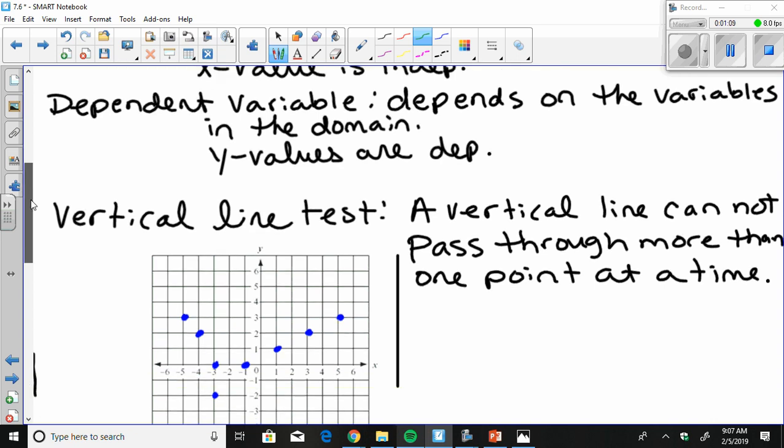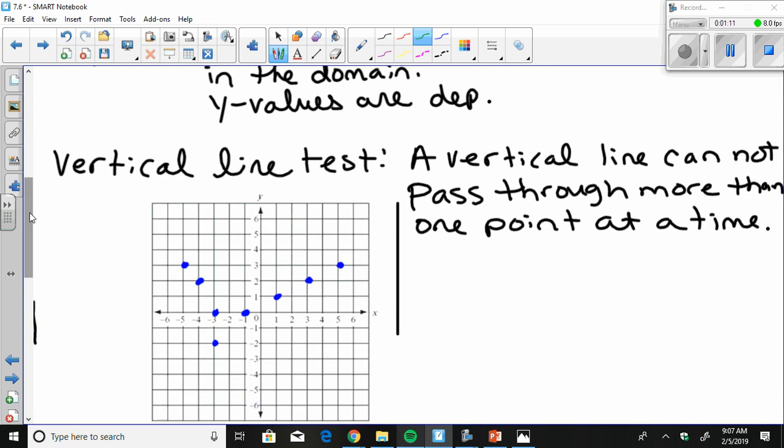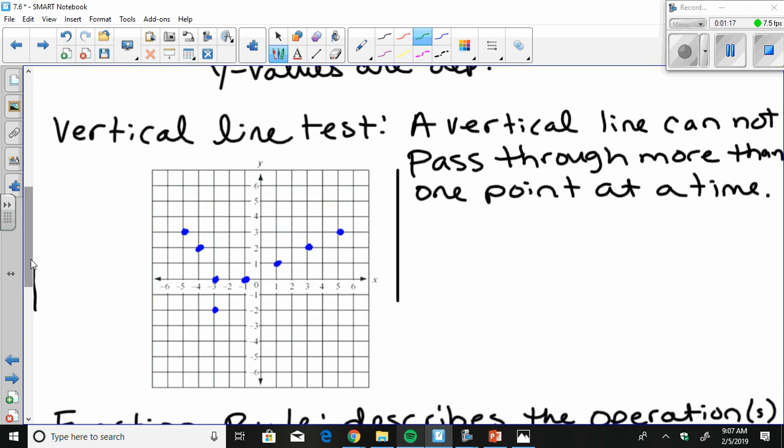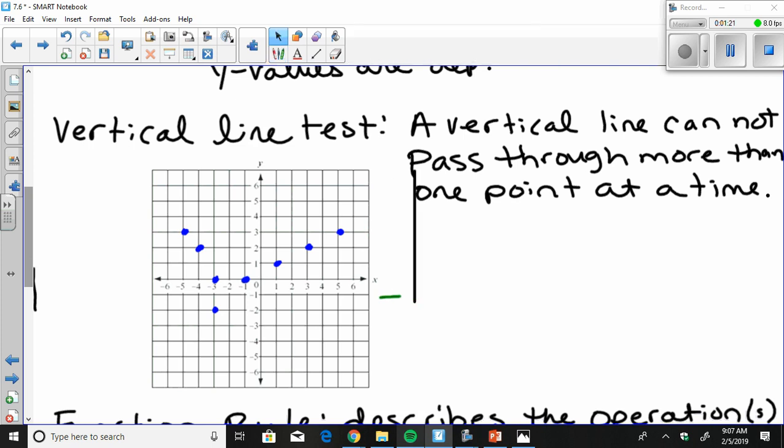Vertical line test: a vertical line cannot pass through more than one point at a time. So to tell if it's a function with the vertical line test, we can take our pencil, we can take a line like I have here. Well, that's 1 point, 1 point, 1 point. It looks like a function so far. So then we go, oh, but we hit 2 points right there. So it fails the vertical line test.